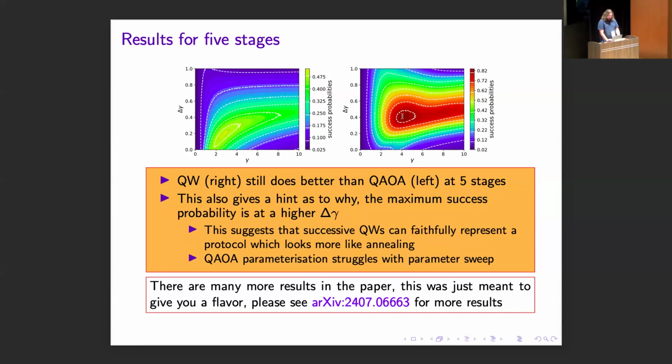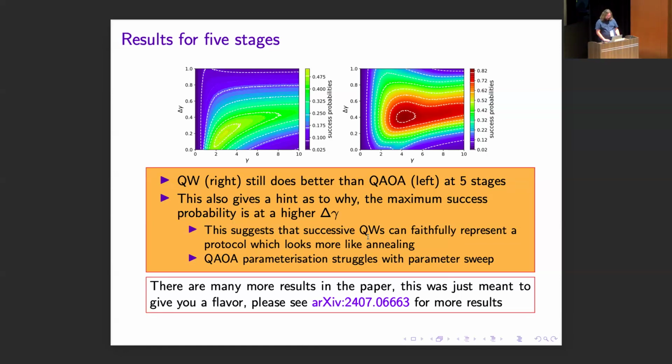Another more subtle thing is my peak is at a much higher value of delta gamma for the simultaneous protocol. So what I would argue there is that we're able to take much more advantage of the fact that we're sweeping the values, whereas for the digitized version, we're not really. And yeah, the way I said it here is that successive quantum walks can do a protocol that more faithfully reproduces annealing.